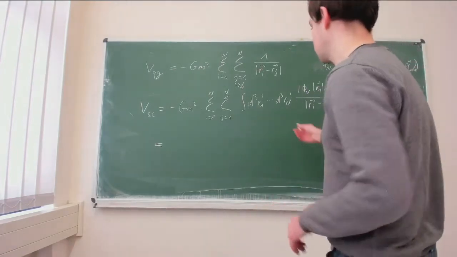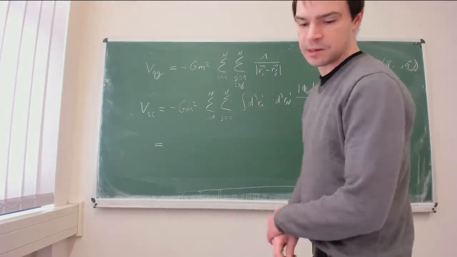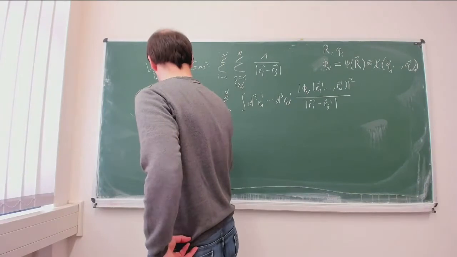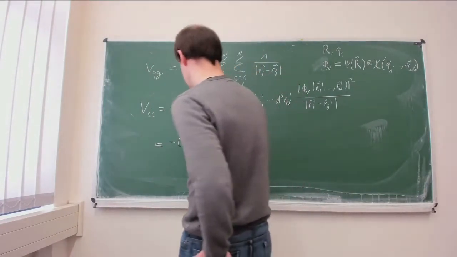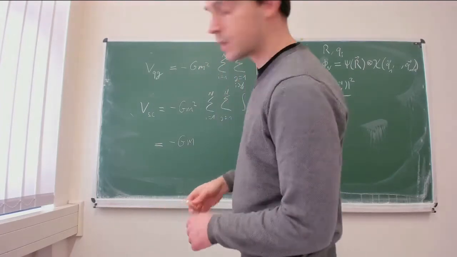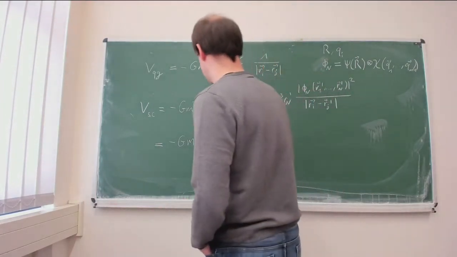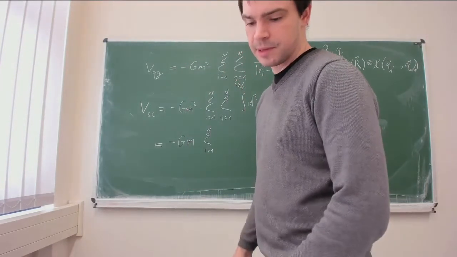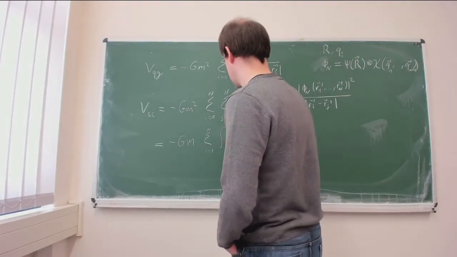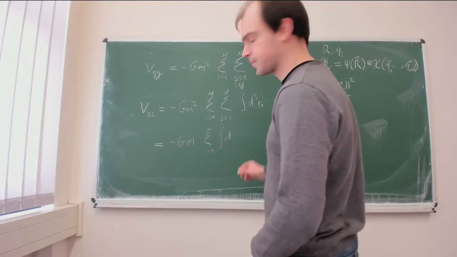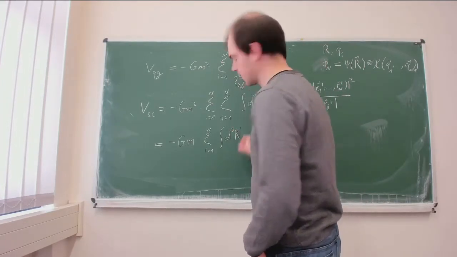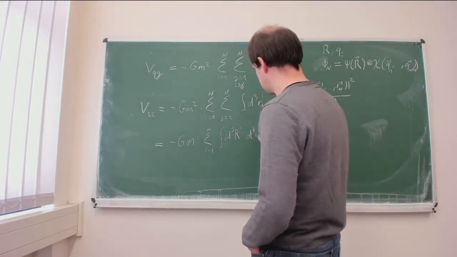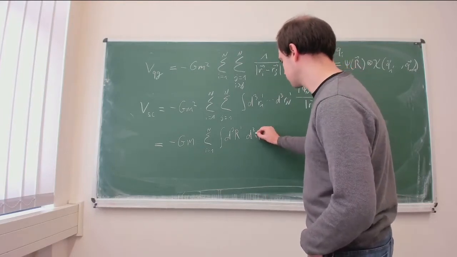And now we can insert this into our semi-classical potential, and what you will end up with is minus Gn. Now we still have one sum over particles, but you will see that you can replace the second sum, and you will simply have an integral over the center of mass coordinate and an integral over a second variable, which I call u.